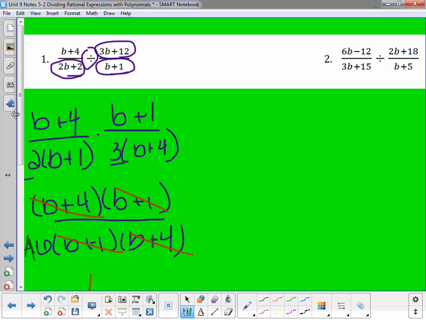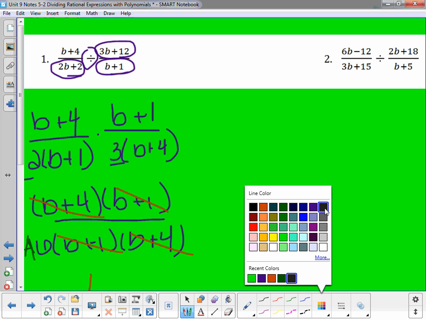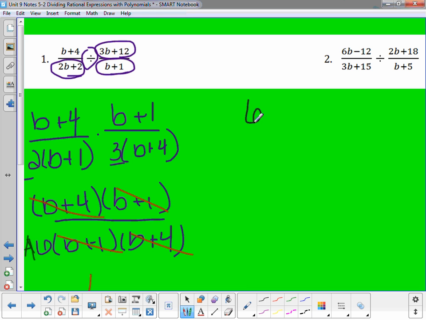Let's take a look at number 2. So again, I want to take out the greatest common factor out of some of those. So I can take a 6 out of the first term, and I'm left with b minus 2. On the bottom, I can take out a 3, and I'm left with b plus 5. So remember, I'm just looking at a number that goes into both terms. So there's a number that goes out of both terms. I can divide it out.